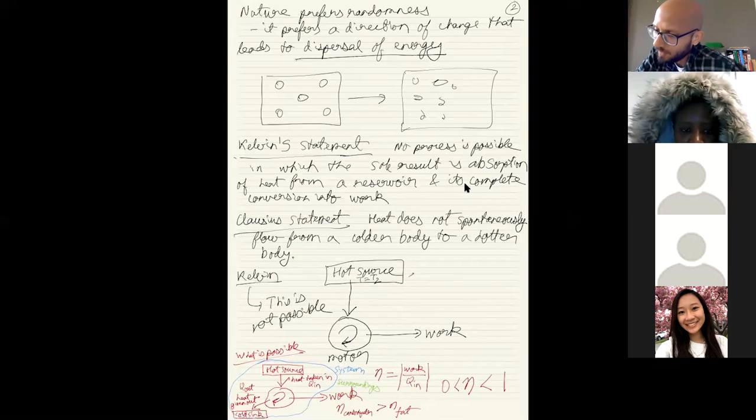So Kelvin's statement says, no process is possible in which the sole result is absorption of heat from a reservoir and its complete conversion into work.